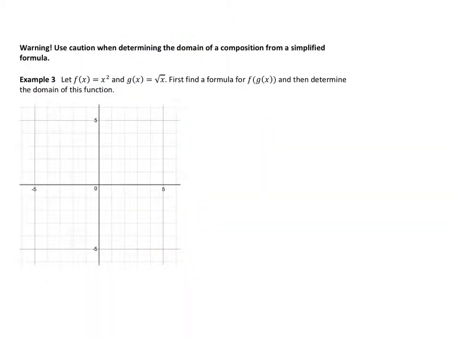For example 3, I wanted to use a square root function. This is another type of function where the domain is not all real numbers. But the reason is you can't have negative values under the square root. So what I'd like to do is take these two functions, x squared and the square root of x, get a formula for f composed with g, and then determine the domain of this function.